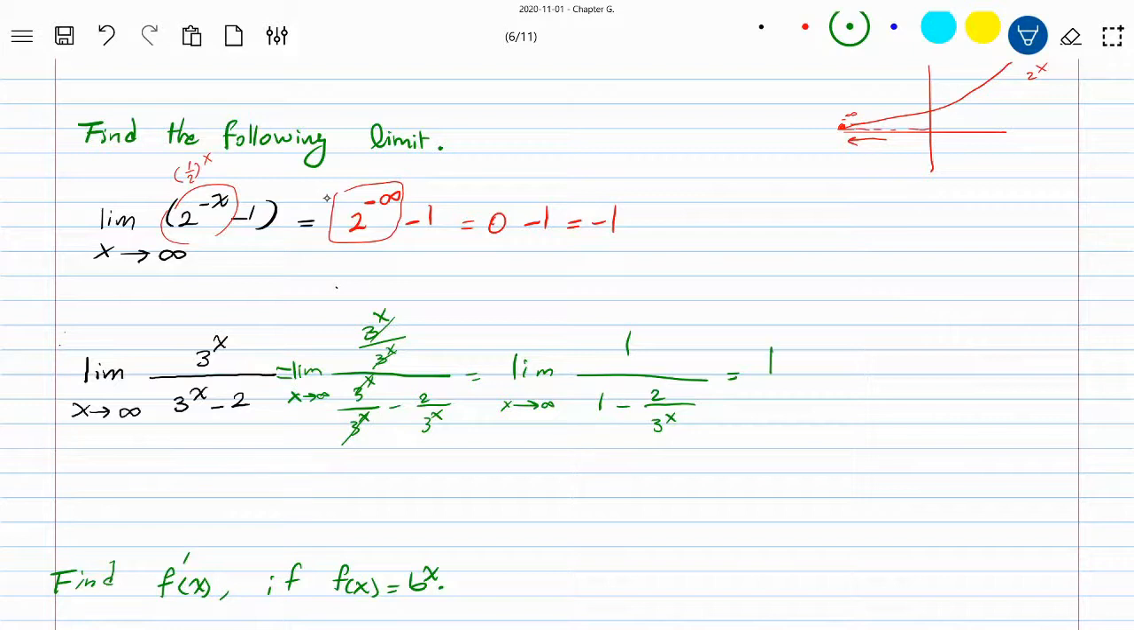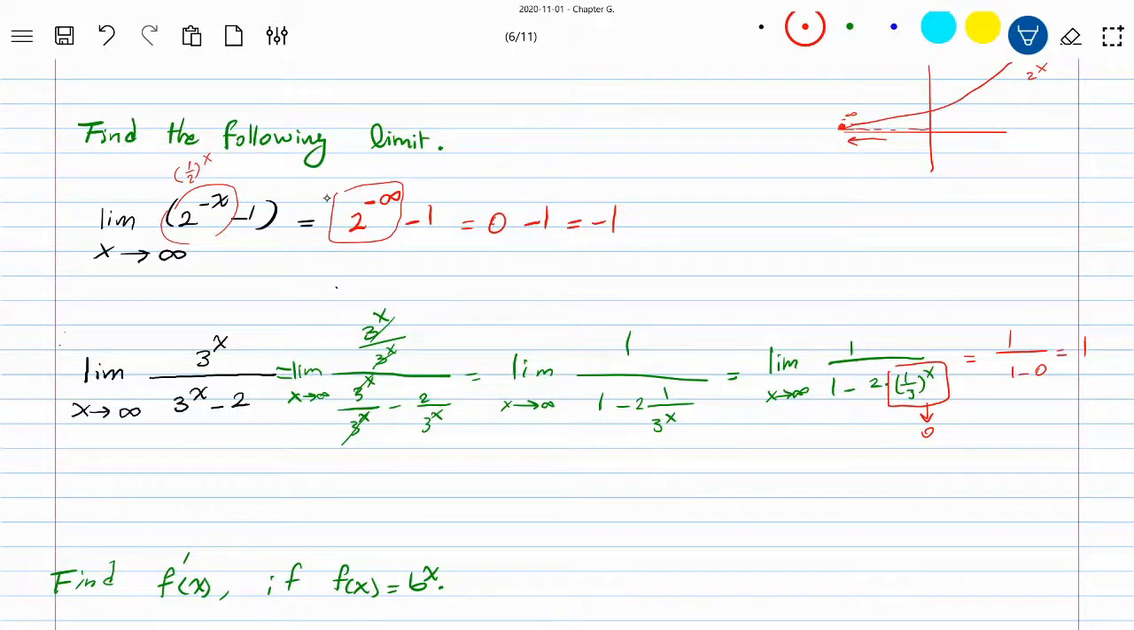And this could be written as the limit of 1 divided by 1 minus 2 times 1 divided by 3 to the x, which is the same as 1/3 to the power x. Ignore this 2 right up front here. And now as x approaches infinity, this term approaches 0 because the base is between 0 and 1. 2 times 0 is 0, so you get 1 divided by 1 minus 0, which is 1.